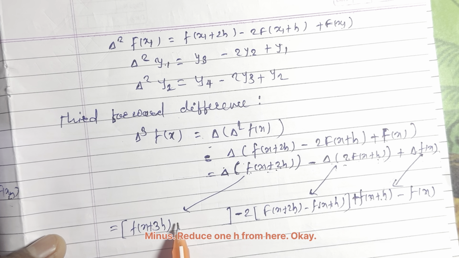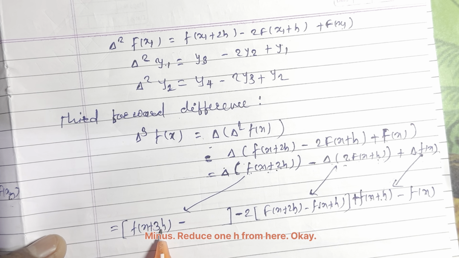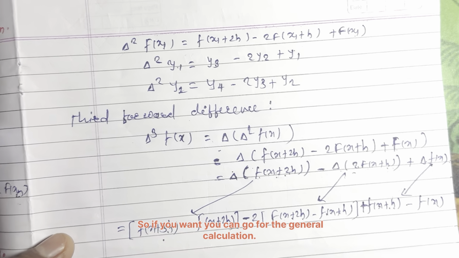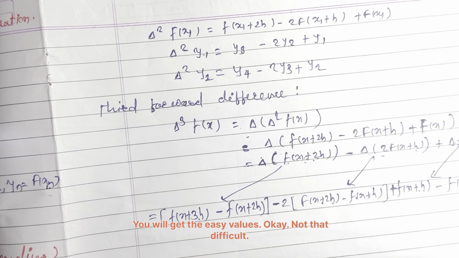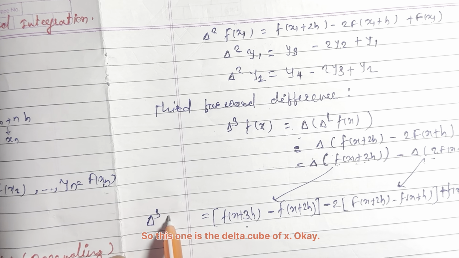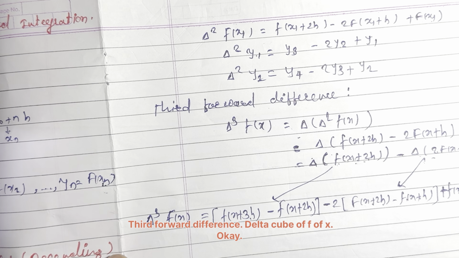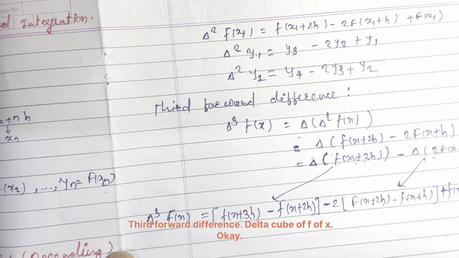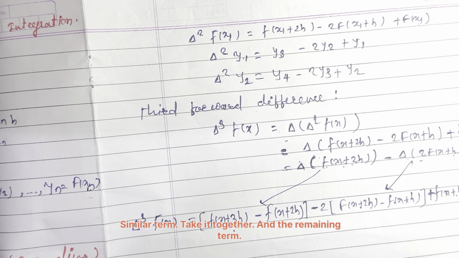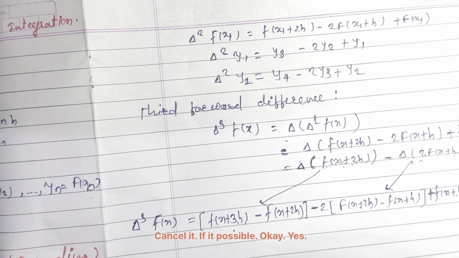Okay, minus, reduce one h from here. So we can write f of x plus 2h. If you want, you can go for the general calculation and you will get the values easily. Not that difficult. So this one is delta cube of f of x, the third forward difference. Similar terms, take them together, and the remaining terms cancel if possible.